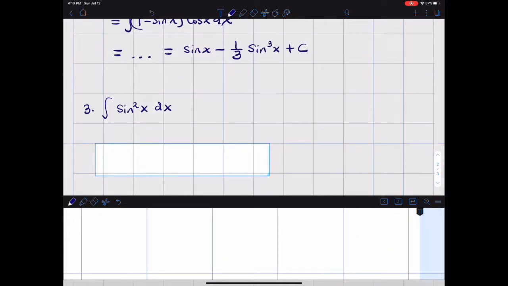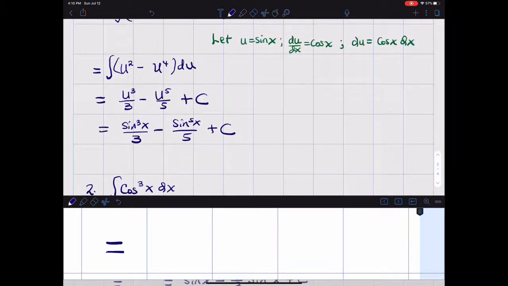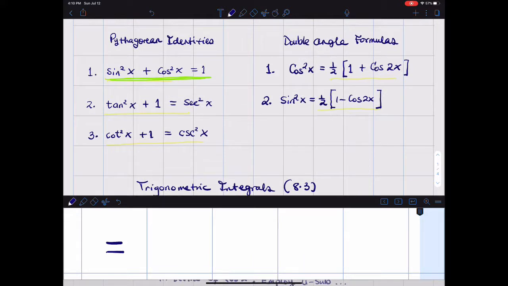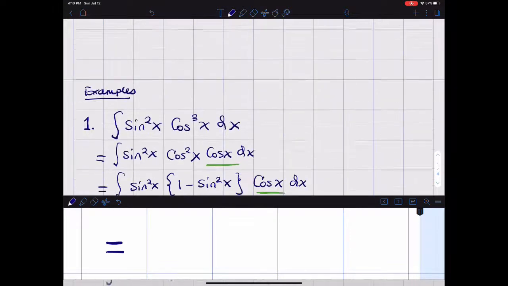So we don't have any odd power of sine or cosine. So what we can do is go ahead and use the double angle formula. Remember that sine squared x is 1/2 times 1 minus cosine 2x. All right.